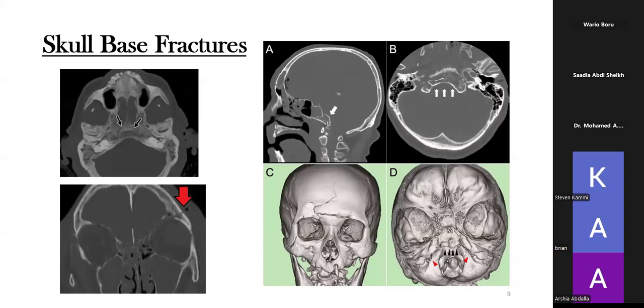Remember the doctrine of Monro and Kellie, that the skull is a fixed volume and it has 3 components. 1 is brain matter, 2 is CSF, 3 is blood. At any one point, if the volume of any of the 3 components increases, then one other has to decrease, or else herniation is going to happen.